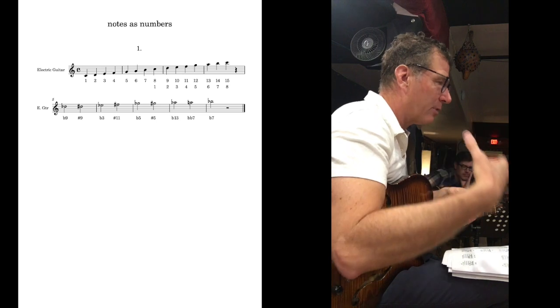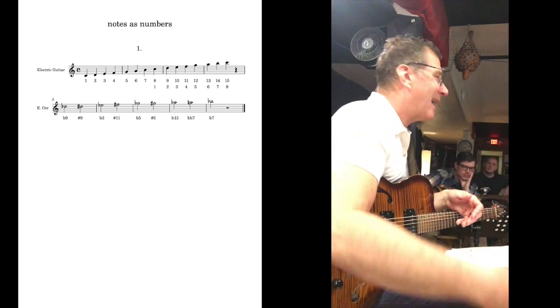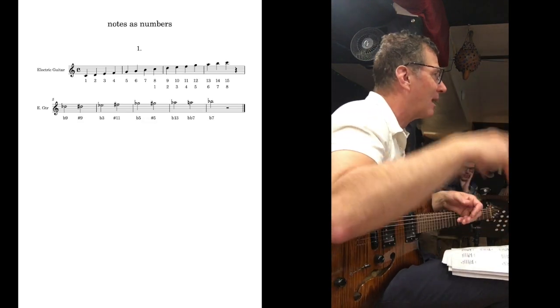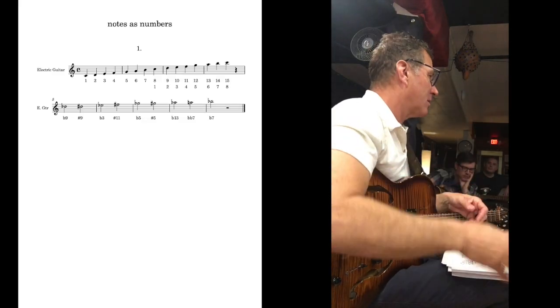I need to know where 1, 3, 5, and 7 is. I need to know where 9, 11, and 13 are. I need to know that 13 is the same as 6, 11 is the same as 4, 9 is the same as 2. I need to know where all the flats and sharps of those notes are.